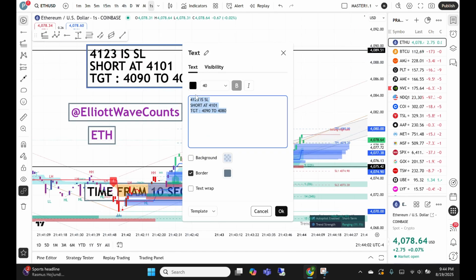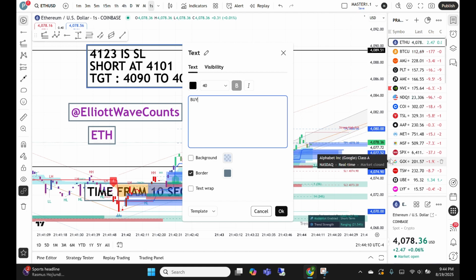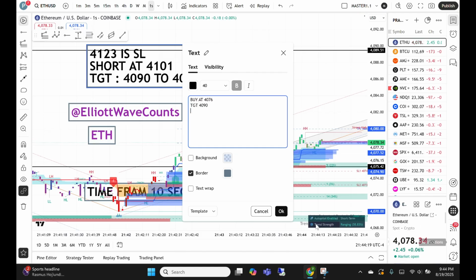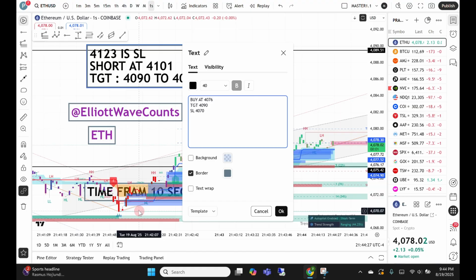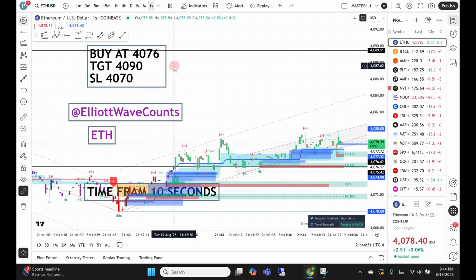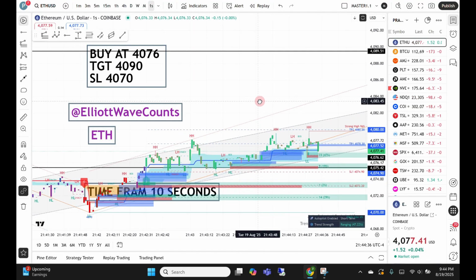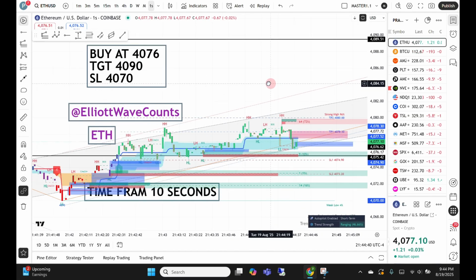Stop loss. I don't have a stop loss in this trade, but entry was, let's call it a buy at 4076, target 4090. Stop loss should be this actually, 4070. Stop loss 4070. We can argue about it. Okay, so these are some negative movements happening on this one.